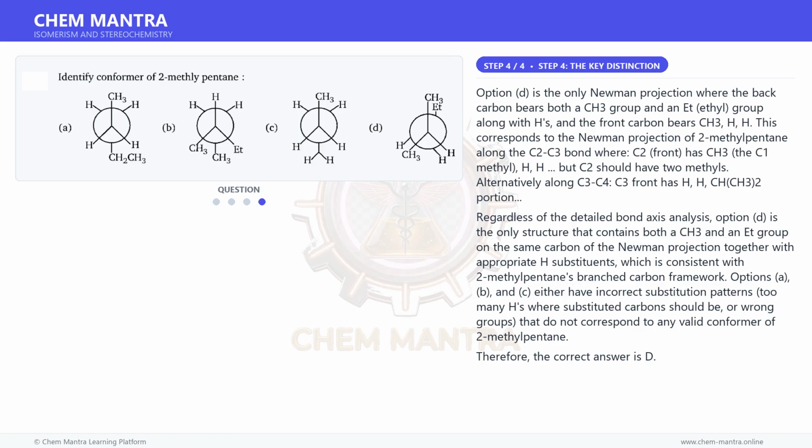Regardless of the detailed bond axis analysis, option D is the only structure that contains both a CH3 and an Et group on the same carbon of the Newman projection together with appropriate H substituents, which is consistent with 2-methylpentane's branched carbon framework. Options A, B, and C either have incorrect substitution patterns, too many Hs where substituted carbons should be, or wrong groups that do not correspond to any valid conformer of 2-methylpentane.